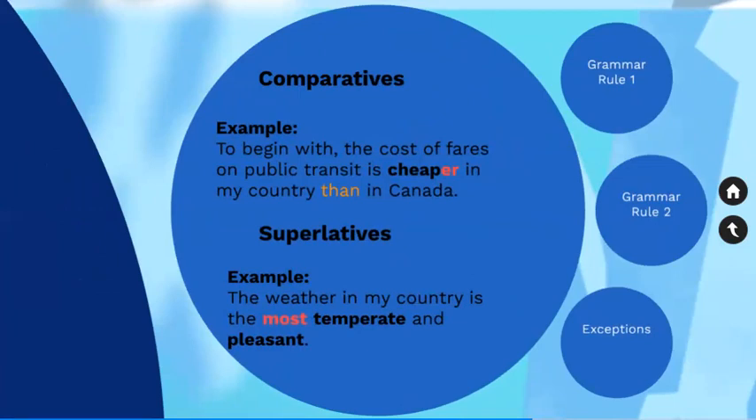So let's take a look at some example sentences or example main points in this case. To begin with, the cost of fares on public transit is cheaper in my country than in Canada. So cheaper than. And for superlative, the weather in my country is the most temperate and pleasant. You could use this in the introduction if you wanted to, if you think that something is far superior or better in your country or worse than in Canada.